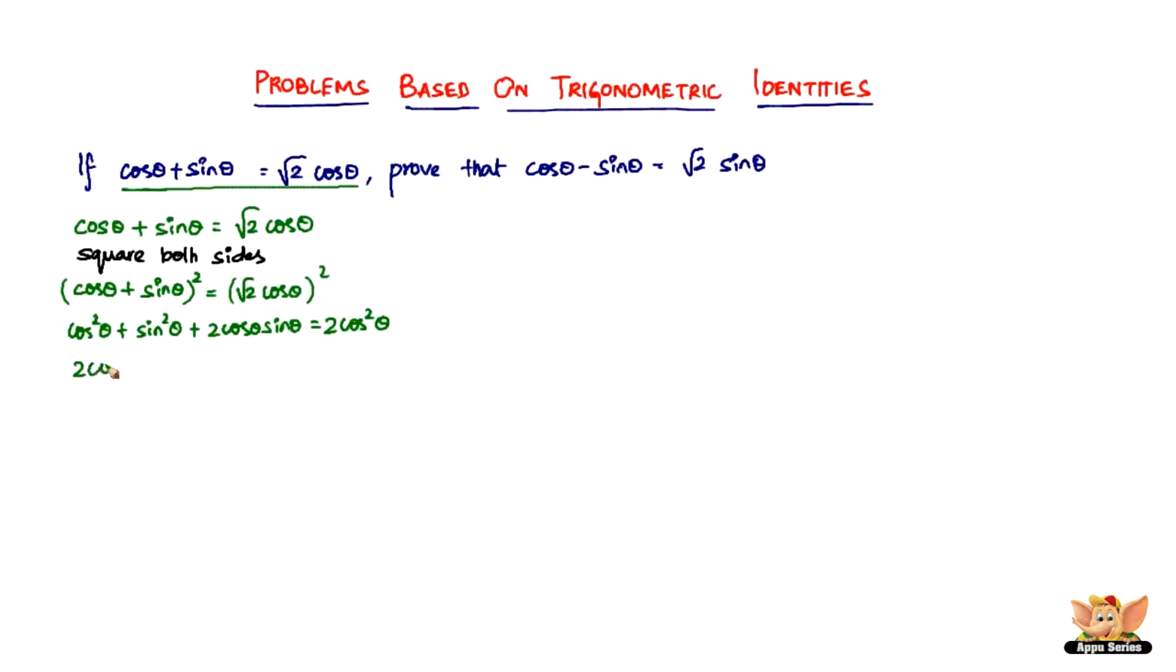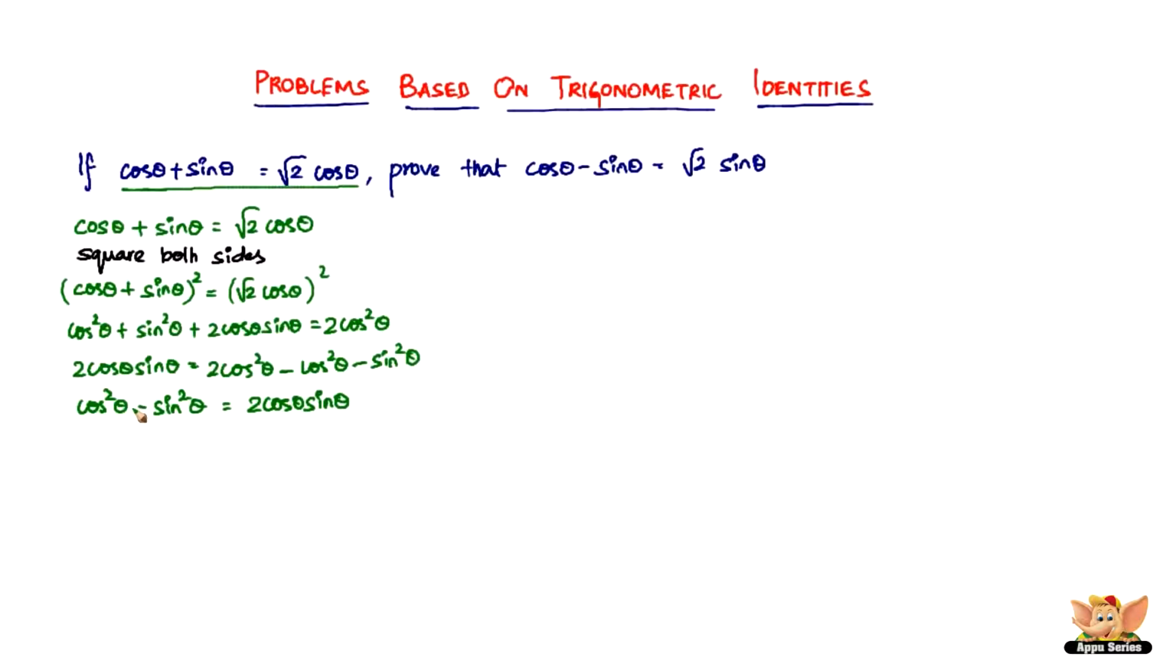So you write 2 cos theta sin theta, keep it on the left hand side and push this to the right hand side. It becomes 2 cos square theta minus cos square theta minus sin square theta. The positive cos square theta and the positive sin square theta go to the right hand side and become negative. So now 2 cos square theta minus cos square theta is 1 cos square theta, which is just cos square theta, and minus sin square theta as it is. I'm just interchanging the right hand side and the left hand side, which can be done, which is not a problem. Write this as it is, 2 cos theta sin theta.